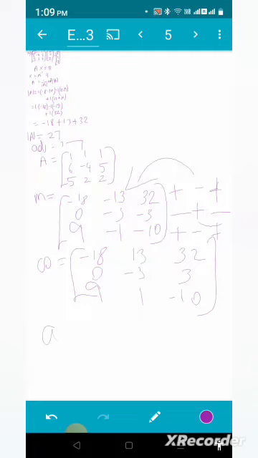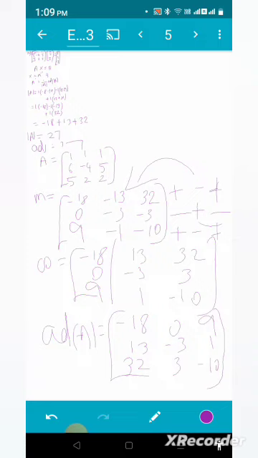From this we have to find the adjoint value. Adjoint of A is equal to the first column taken as the first row, so minus 18, 0, 9. Second column taken as the second row, 13, minus 3, 1. Third column taken as the third row, 32, 3, minus 10. This is the adjoint value. We get the determinant value as 27 and the adjoint value is this. So we can easily find the A inverse value.